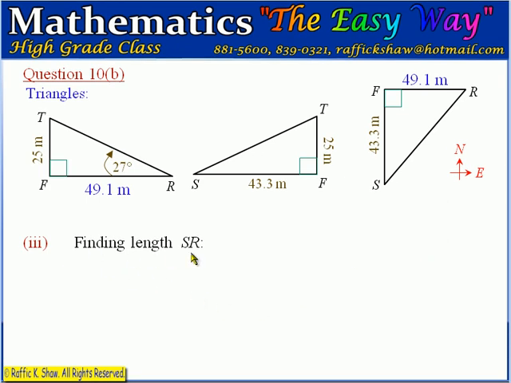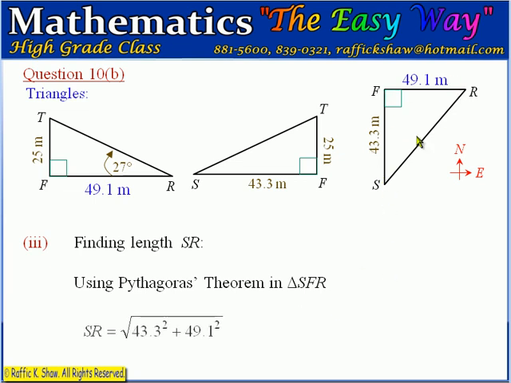Now part 3 is asking us to find the length of SR. That's this length right here, SR. So we can use this triangle to calculate the length of SR using Pythagoras' theorem. And so let's show that. Using Pythagoras' theorem in triangle SFR, we see that the length of SR will be equal to the square root of this side squared plus that side squared. And when we do that calculation, the result is 65.5 meters. And so we can show that 65.5 meters on the diagram. SR is 65.5 meters. And that's the answer for that part.